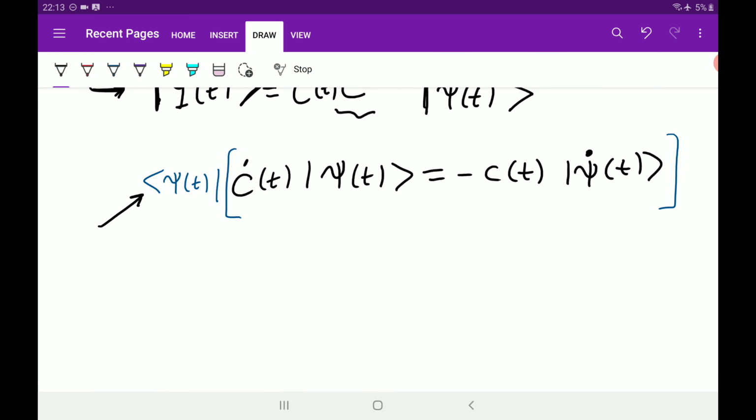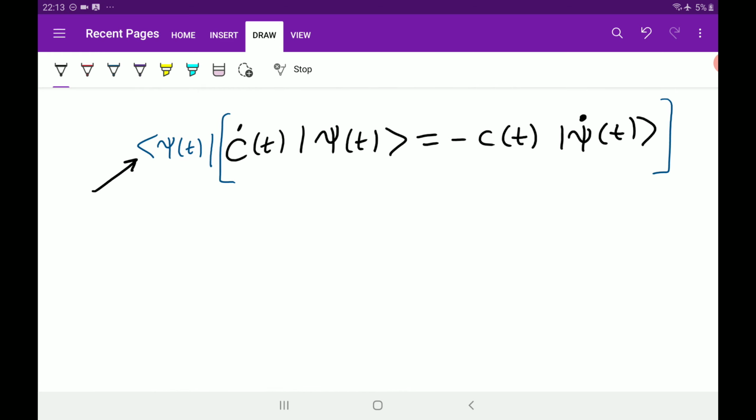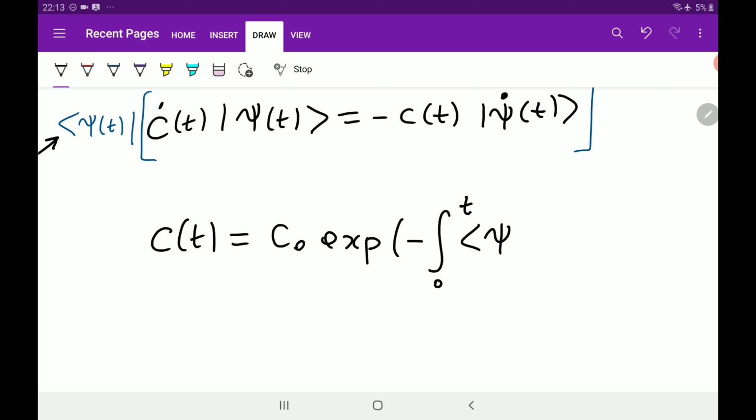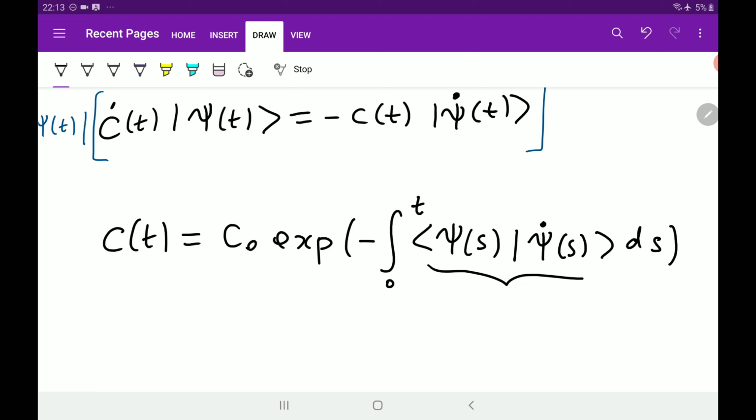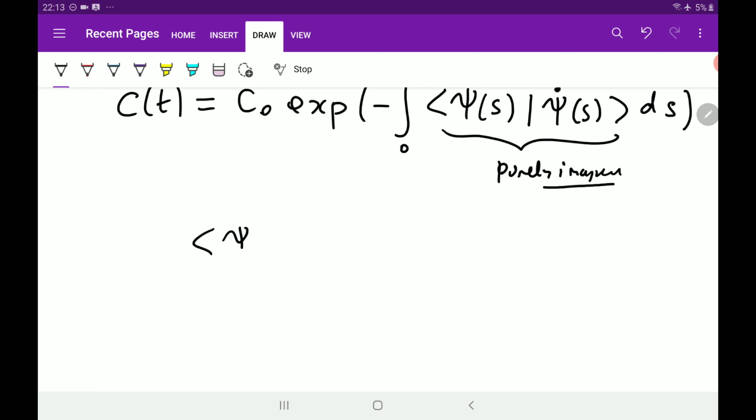So anyway, when we solve this, we get a solution for c of t, and that's given by some constant c naught, which we kind of forget about, times this. And s will be the integration variable. Now note that this quantity right here is purely imaginary. The way to check this, of course, is to take the complex conjugate and show that you get minus of this. Okay, so show this.